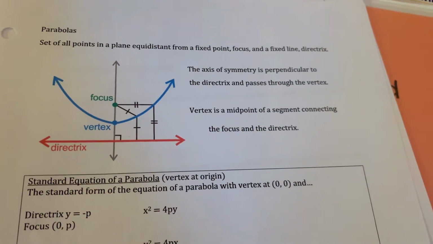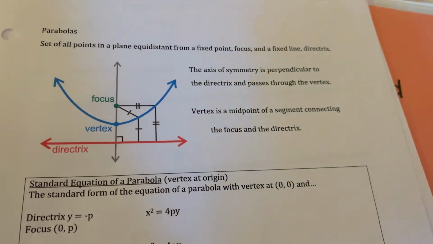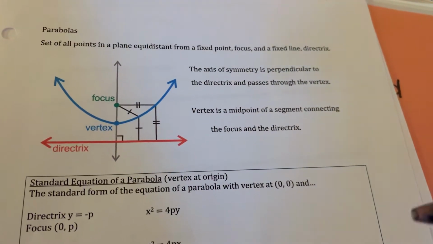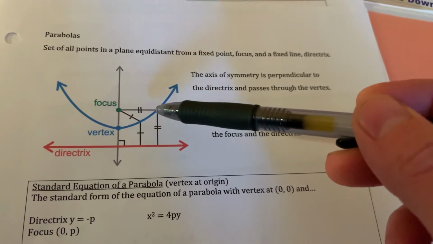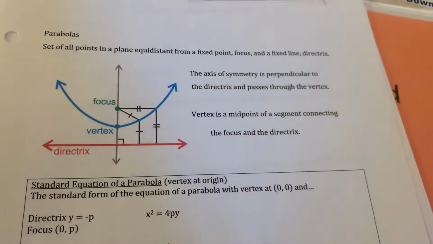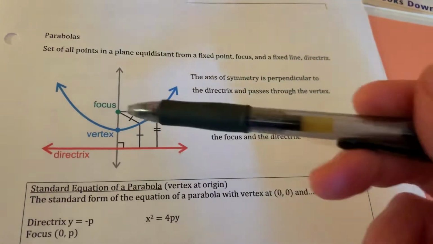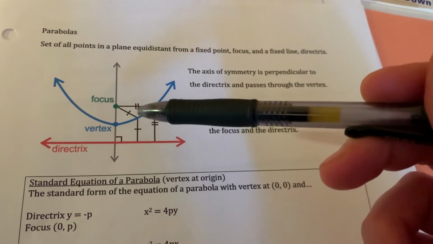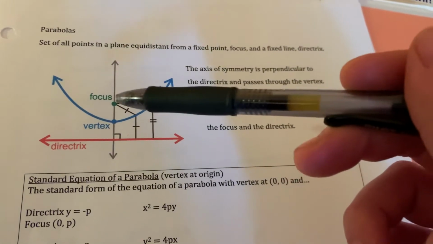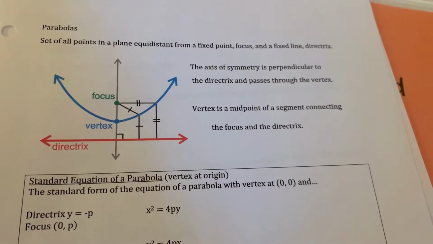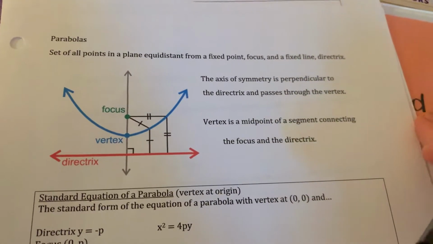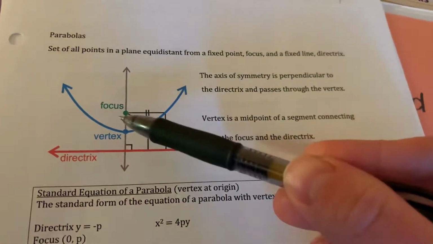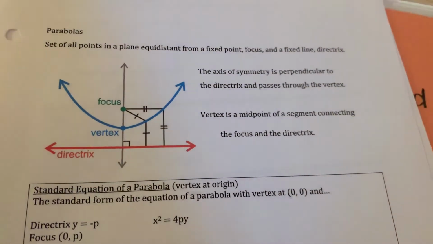But the definition for a parabola is a set of all points in a plane that are equidistant from a fixed point, the focus. So no matter what point you have, it is equidistant from the directrix and the focus. So these will always be the same length. We're not getting too detailed with this, just the equations of them and finding the focus compared to each one.